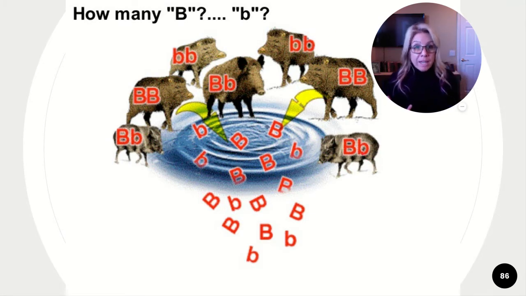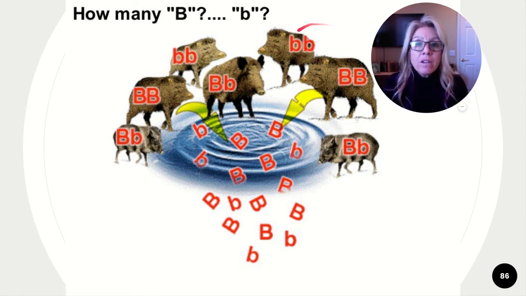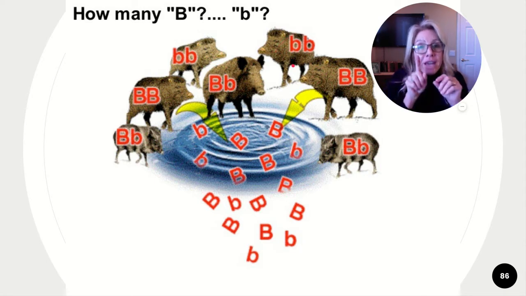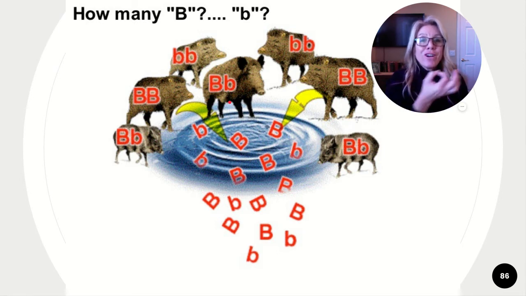Now, there are names for these. When it's homozygote, homo means same. So in this case, big B is homozygote because both of the alleles are big Bs. Okay, this one right here is homozygote because they have two little b's. They got the same from each parent. This individual here with a big B and a little b, that would be hetero, or different, zygote, heterozygote. They are a big B and a little b.